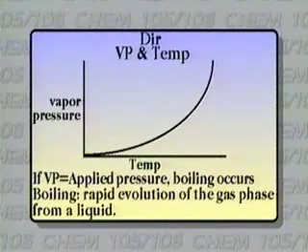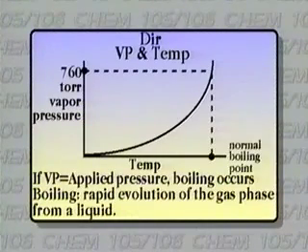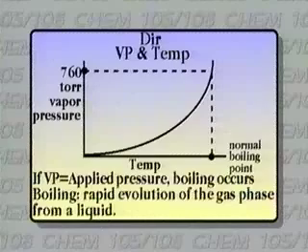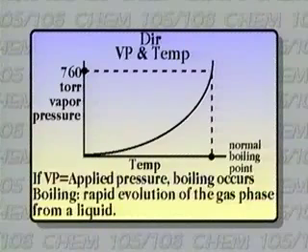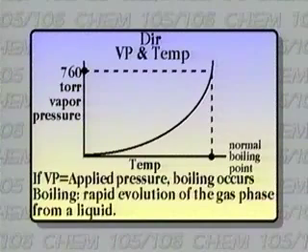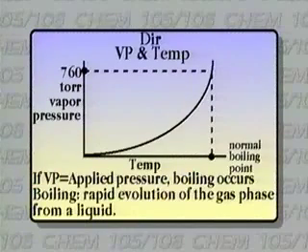All right? Now, if we go back to our vapor pressure chart for just a second, let's suppose that this point right here represented 760 torr. This temperature down here corresponding to that is referred to as the normal boiling point.